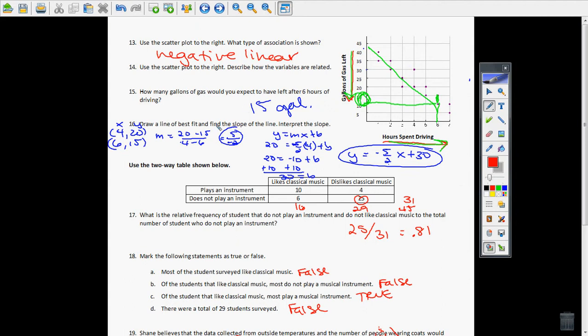The next one says to draw a line of best fit and find the slope. So I drew my line of best fit and I picked the points (4,20) and (6,15), which is right here. And I found the difference of my y's over the difference of my x's, which is -5/2. Remember, it doesn't matter if the negative is on the top or bottom. I plugged in my slope along with the point, and I picked the point (4,20). So I plugged in 4 for x and 20 for y, and I worked it all out and figured out that my y-intercept was 30. And so remember, this is your b, and this is your m, so I just rewrote it. So I got y equals negative 5 over 2 x plus 30.